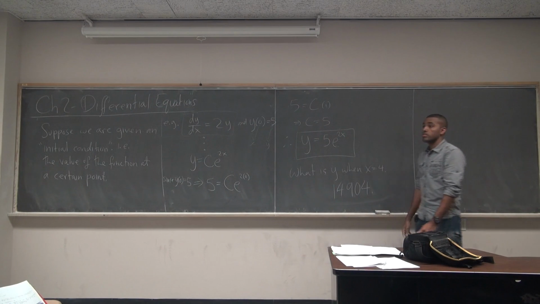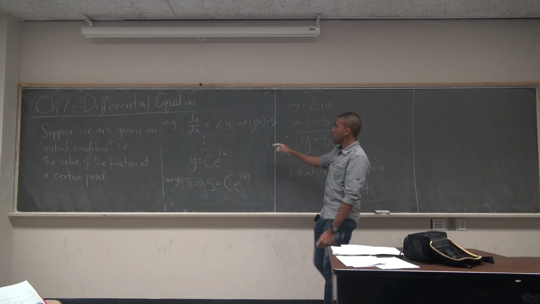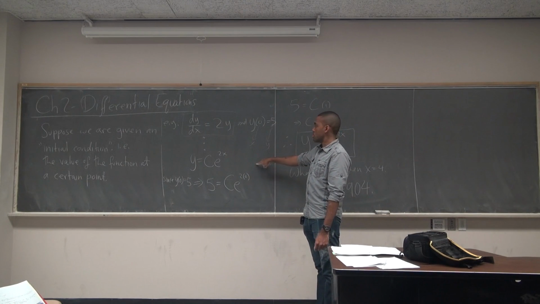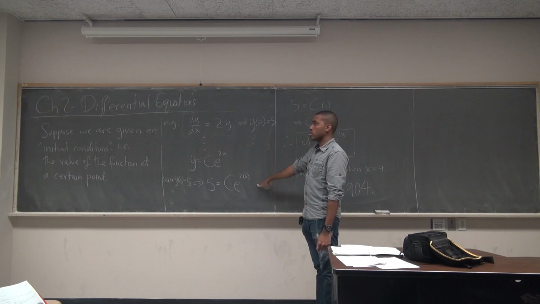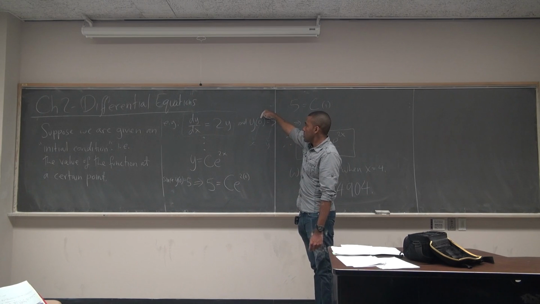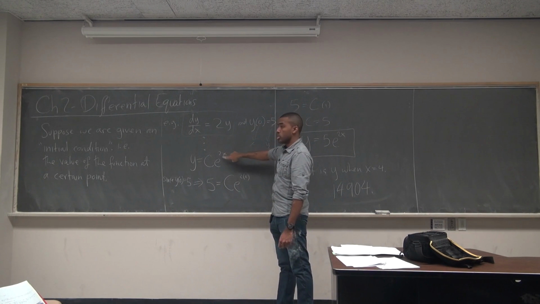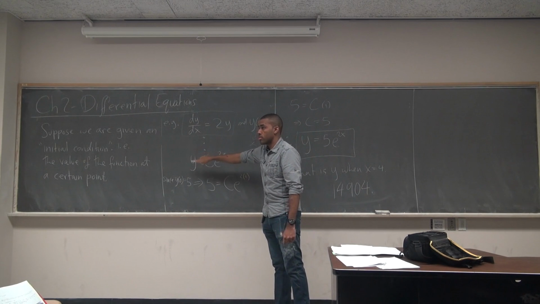Can you go over the relationship one more time, when you got to the last equation, y equals 5 e to the 2x? Oh, here I was given this information. This says when x is 0, my y is 5. So I went here, plugged in x equals 0, y equals 5.